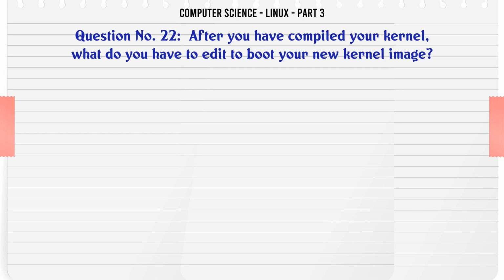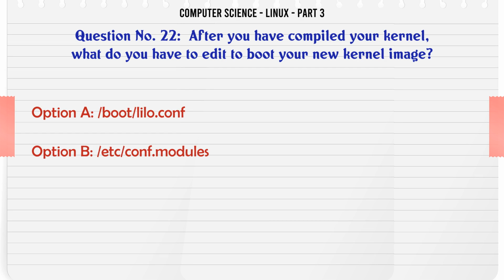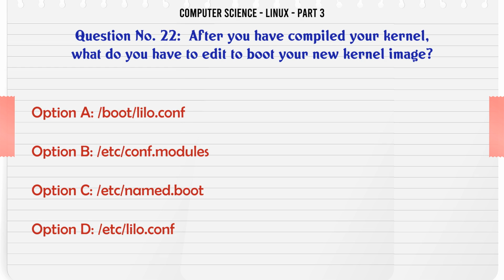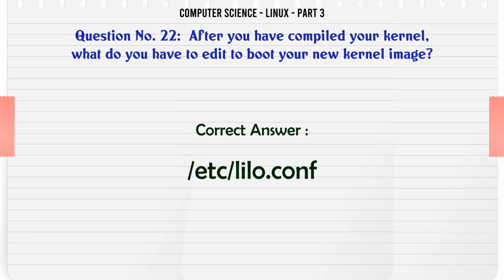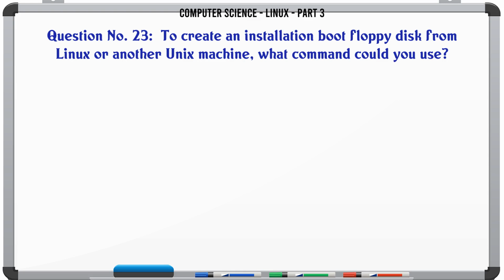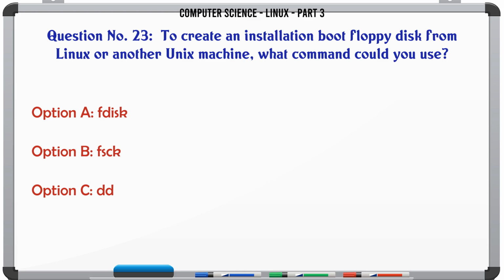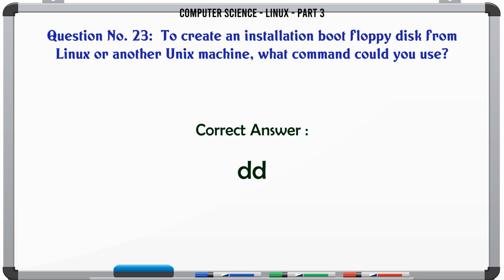After you have compiled your kernel, what do you have to edit to boot your new kernel image? A. /boot/lilo.conf. B. /etc/conf.modules. C. /etc/named.boot. D. /etc/lilo.conf. The correct answer is /etc/lilo.conf. To create an installation boot floppy disk from Linux or another Unix machine, what command could you use? A. fdisk. B. fsck. C. dd. D. rawrite. The correct answer is dd.